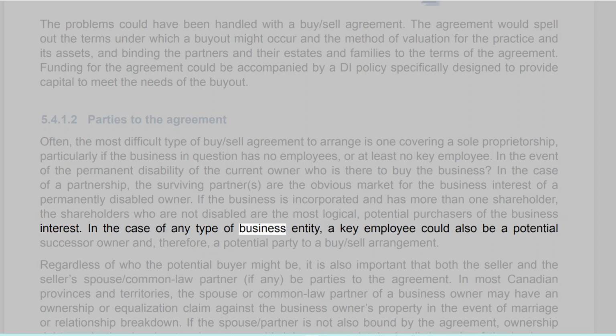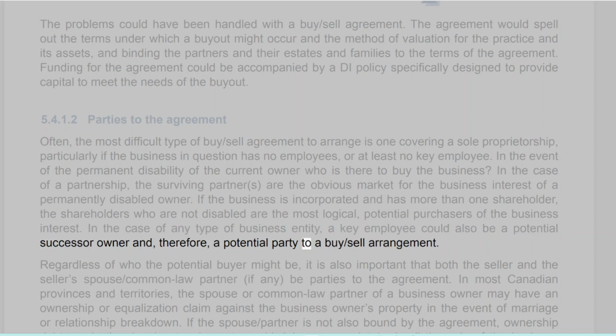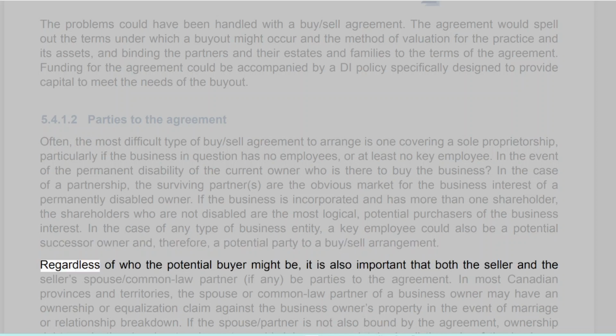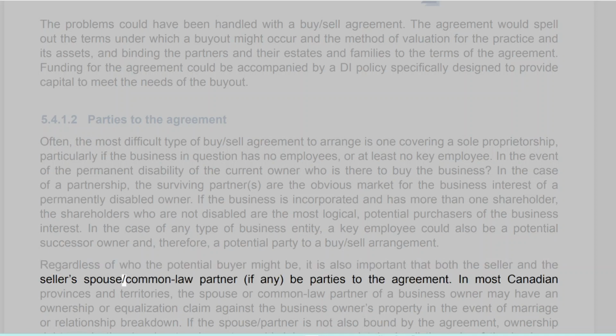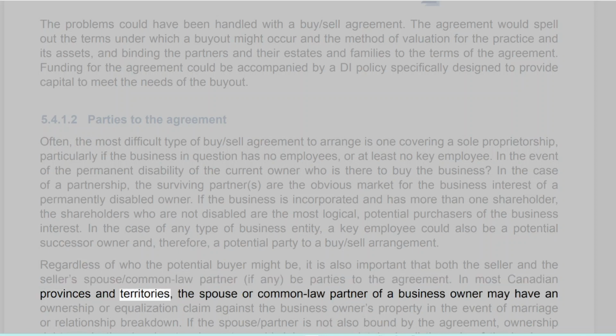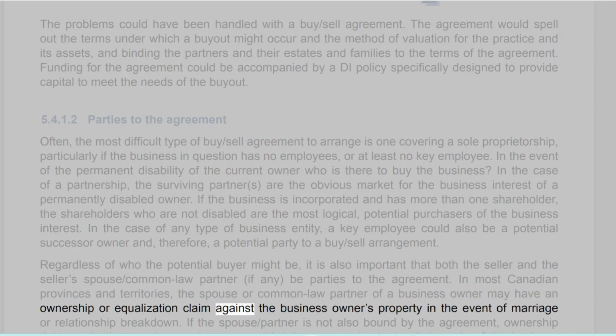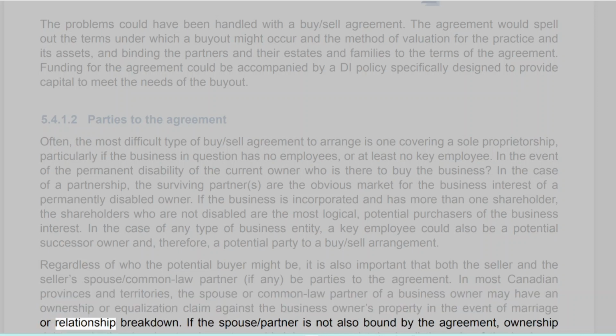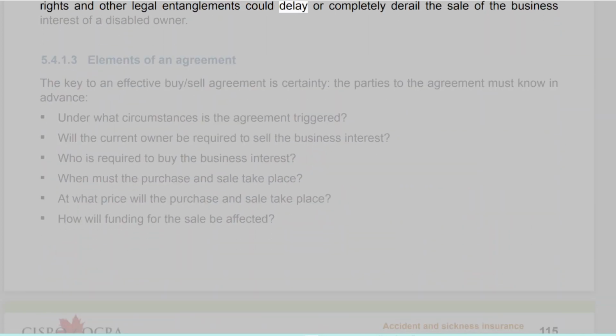In the case of any type of business entity, a key employee could also be a potential successor owner, and therefore, a potential party to a buy-sell arrangement. Regardless of who the potential buyer might be, it is also important that both the seller and the seller's spouse/common law partner, if any, be parties to the agreement. In most Canadian provinces and territories, the spouse or common law partner of a business owner may have an ownership or equalization claim against the business owner's property in the event of marriage or relationship breakdown. If the spouse/partner is not also bound by the agreement, ownership rights and other legal entanglements could delay or completely derail the sale of the business interest of a disabled owner.